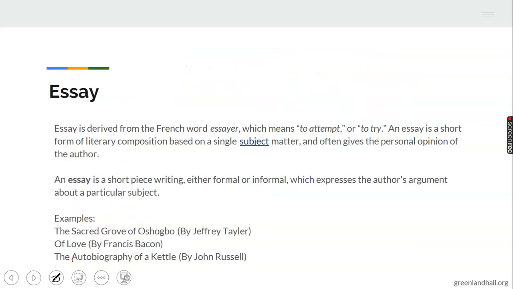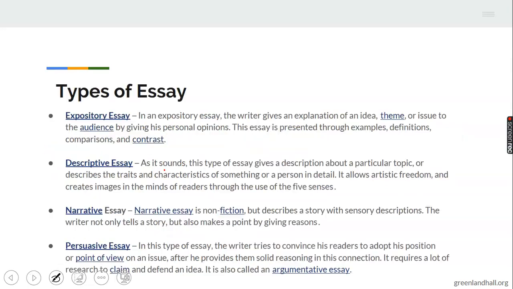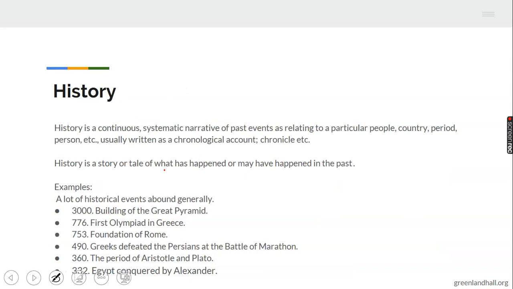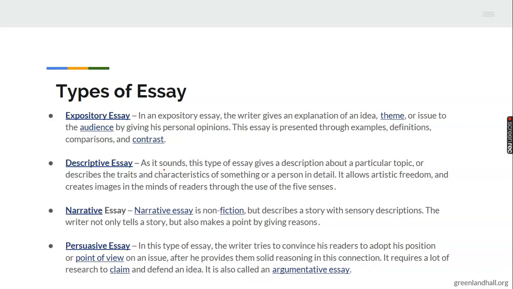Then the essay, we all know this essay. They ought to be in classes. Our long composition on topics. They are long compositions based on a single subject, on a topic. And it can be expository, it can be narrative, it can be persuasive, it can be argumentative. This is a great time to go through this by yourself. These are things we've done in class.